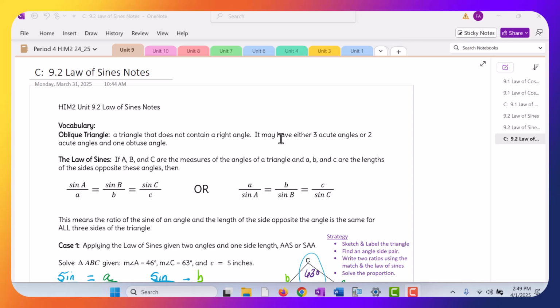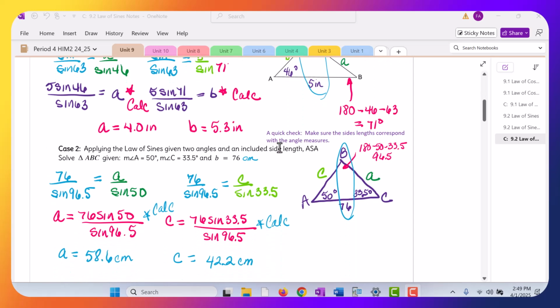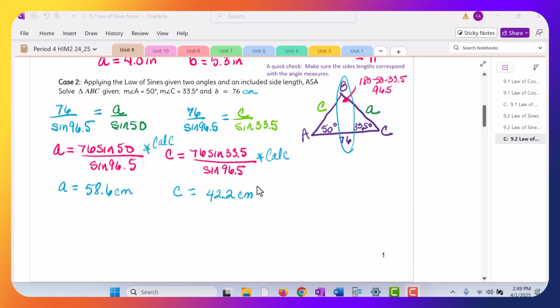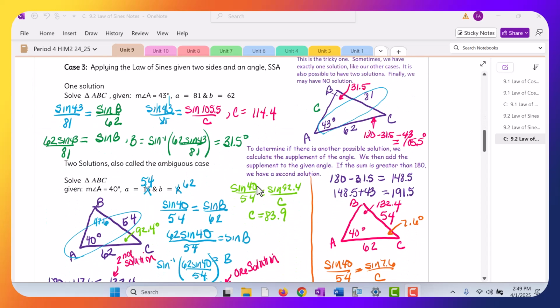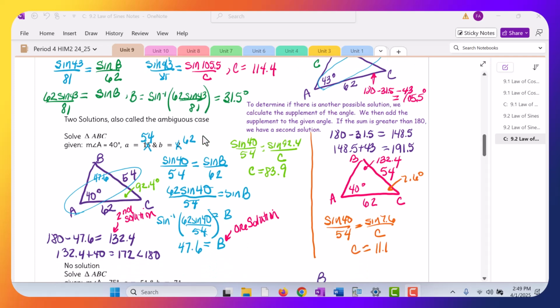All right, so back to our law of sines. I'm not sure exactly where we left off. I think we left off here. And then we started talking about the ambiguous case, and how we decide is we get the supplement for our original angle measure. And if it equals or exceeds 180, then we know this is our one and only solution.